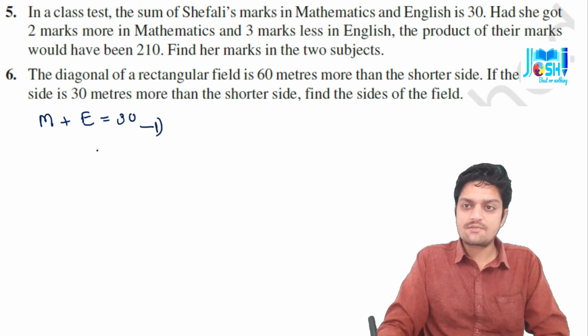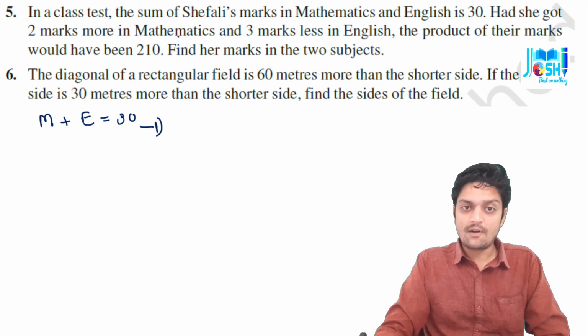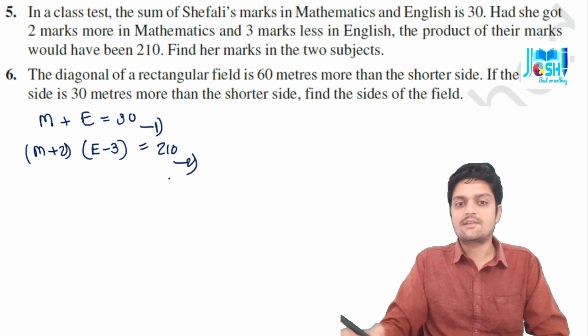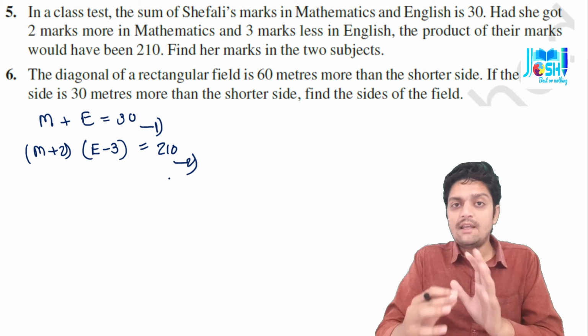Equation number first. And had she got 2 marks more in mathematics, so M plus 2, and 3 marks less in English, E minus 3, the product of their marks is equal to 210. This is equation number second. And now you can get the particular values of M and E.